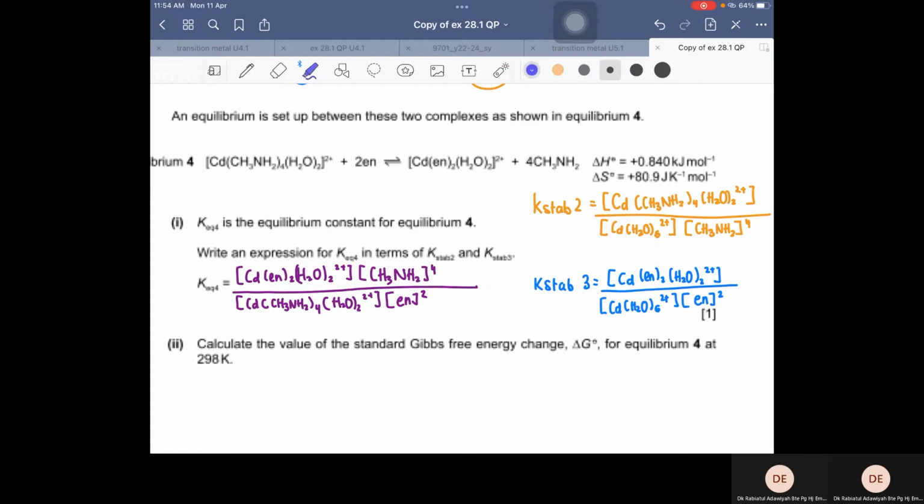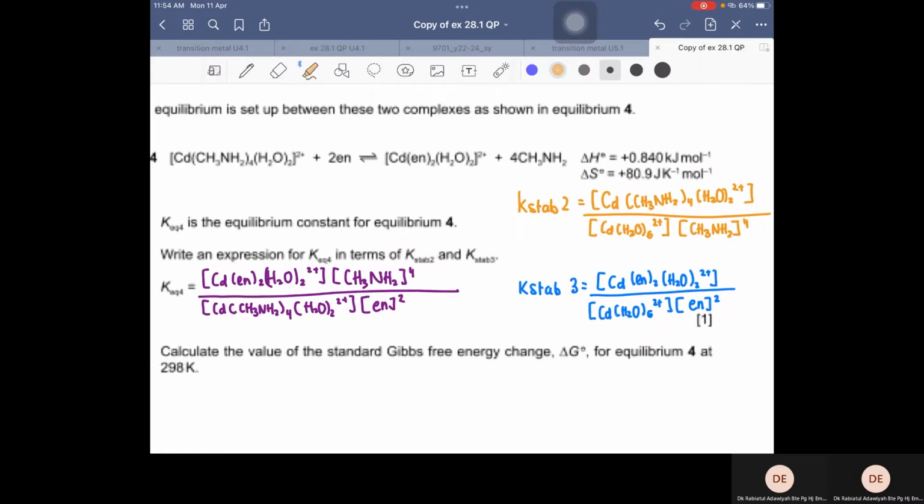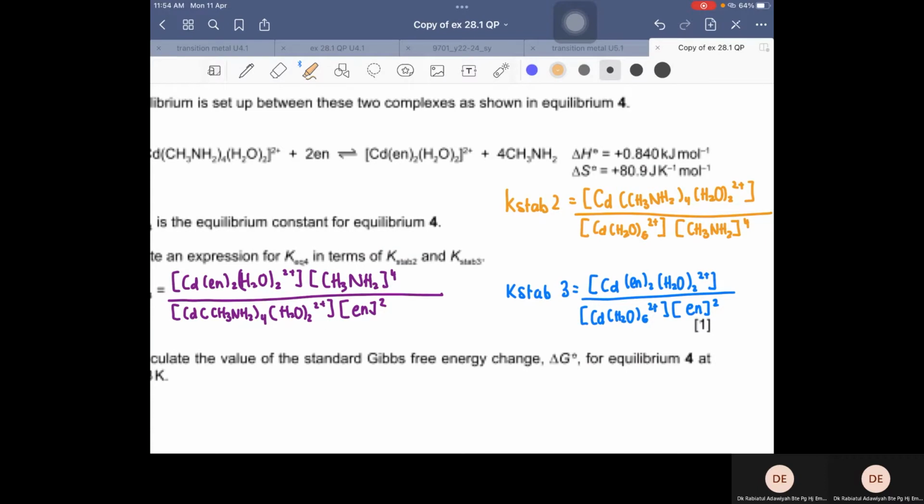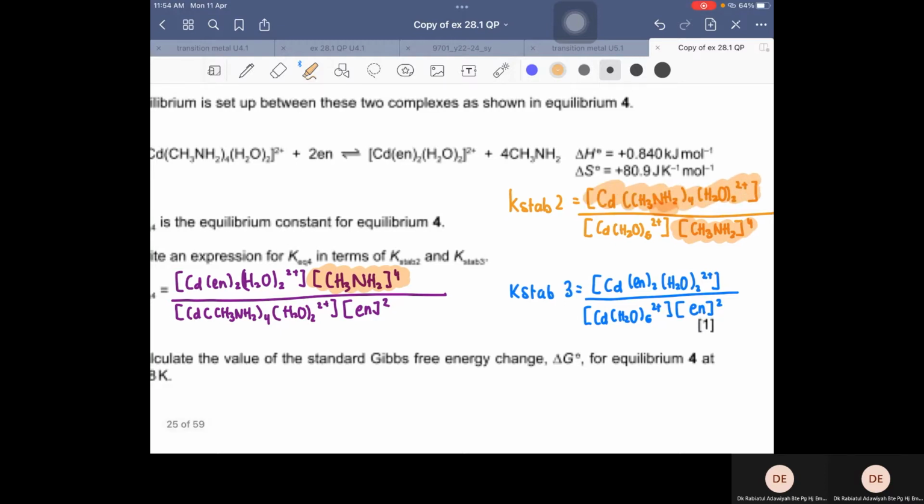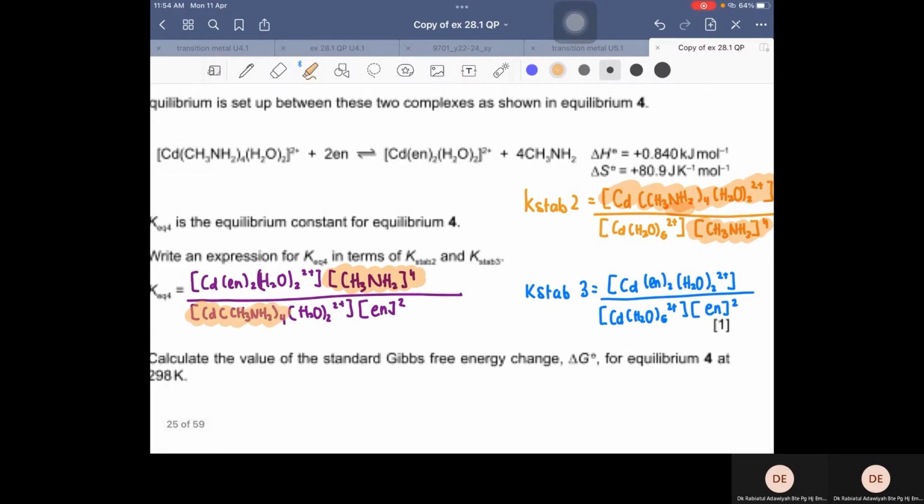Okay, next hint. Do you see that CH3NH2 to the power of 4 here is this one? Okay. And then do you see that Cd CH3NH2 4 H2O2 2 plus is this thing here? Okay. Still cannot spot?